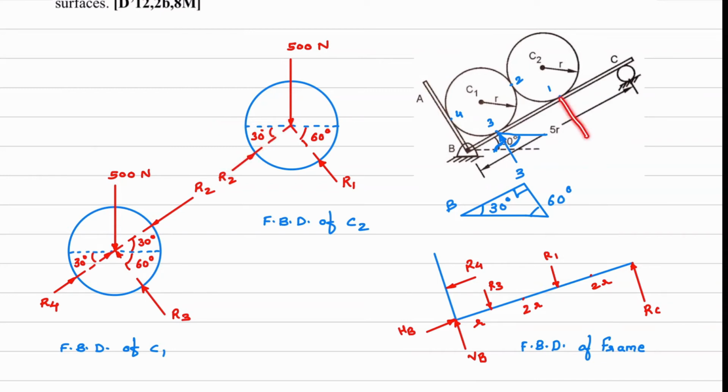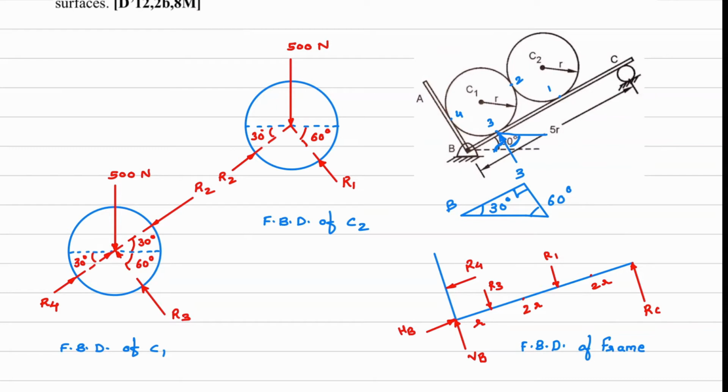And R1, if you see again this R1, it is perpendicular to this BC, and this angle we have already found out at R3. What is that angle? 60 degree. So same here also for R1, angle will be 60 degree. Why? Because if you consider this triangle over here, this angle is 30, this is 90, this is 60. Okay, and here alternate angle, if you see, this angle will also be 60. That is why here this angle is 60 degree. Okay, so we have completed with FBD of cylinder 1 and cylinder 2.